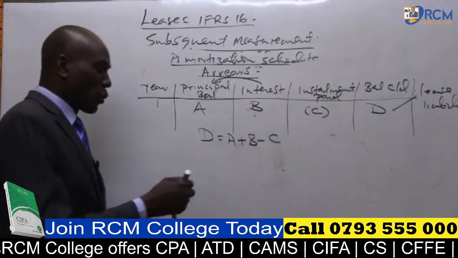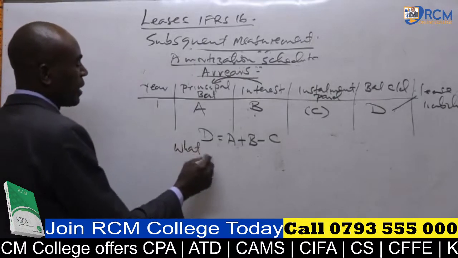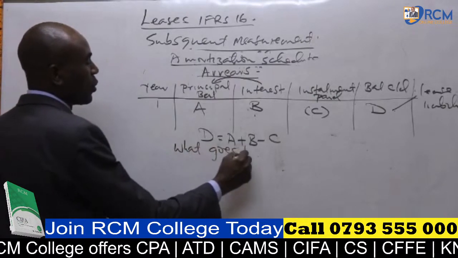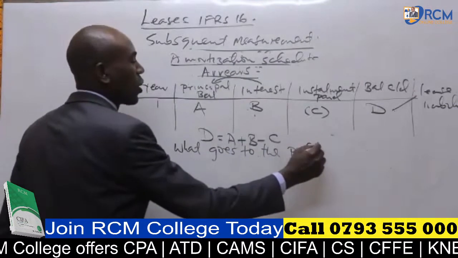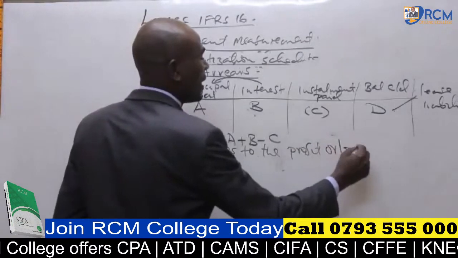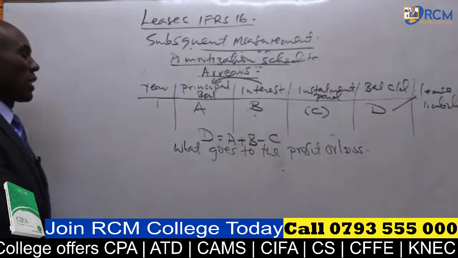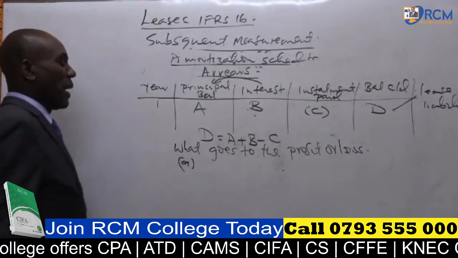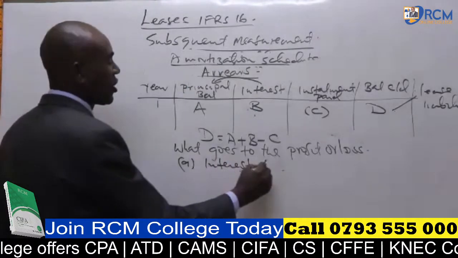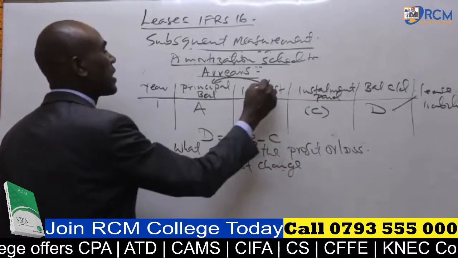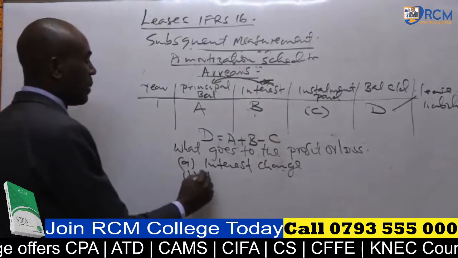Therefore, what goes to the income statement? To the profit or loss? When I have the lease, what goes to the profit or loss? Number A, the interest charge, the interest implicit. Then number B, depreciation.